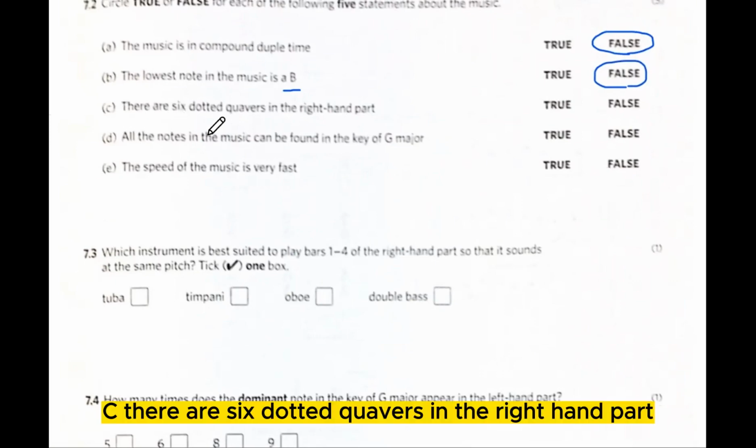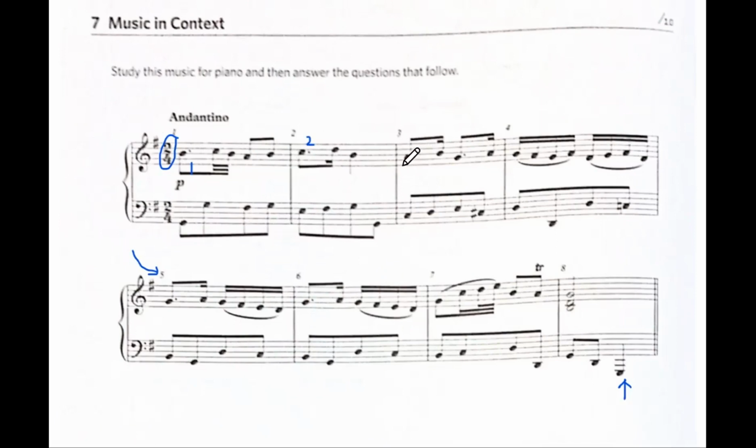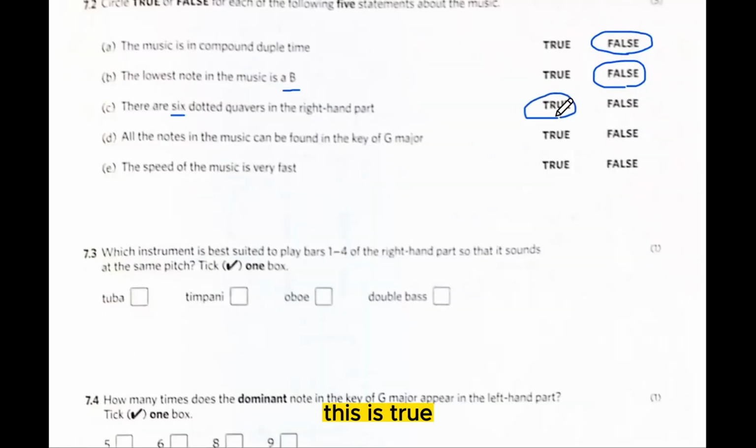C. There are 6 dotted quavers in the right-hand part. Here's the first one, dotted quaver, the second one, the 4th, 5th, 6th. This is true.